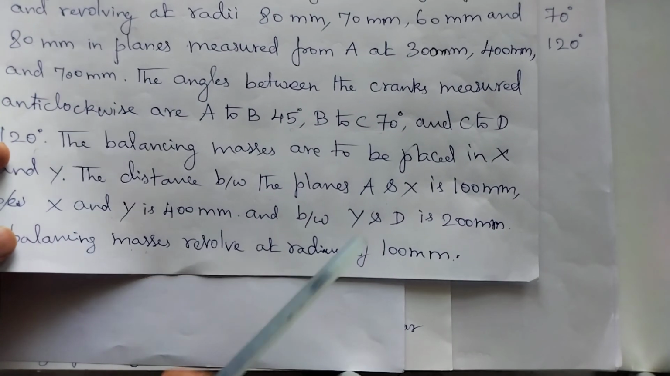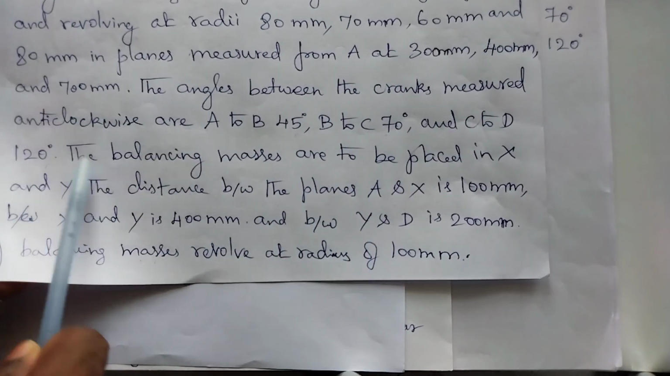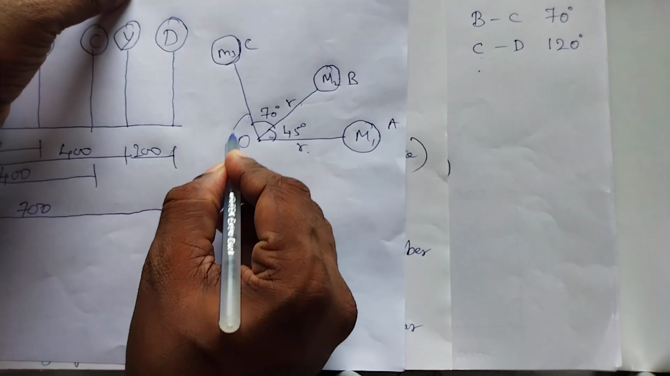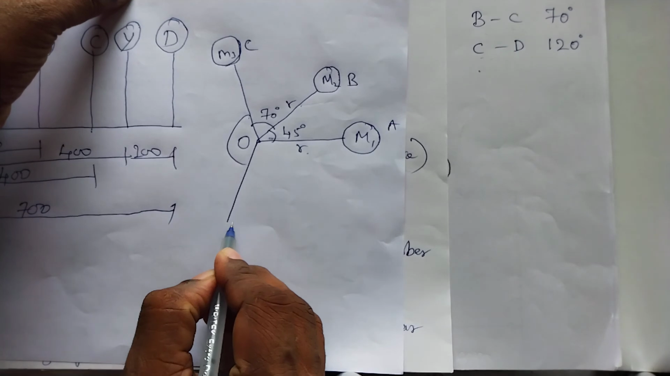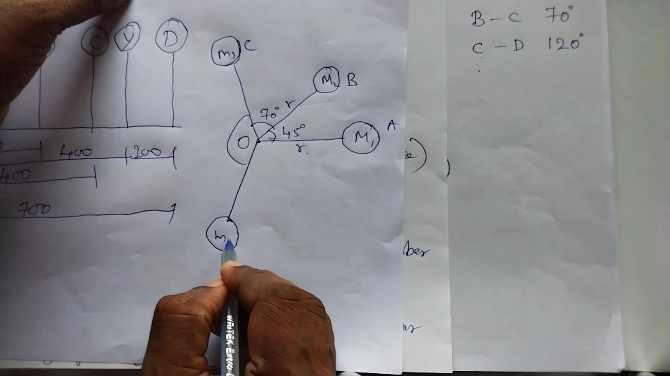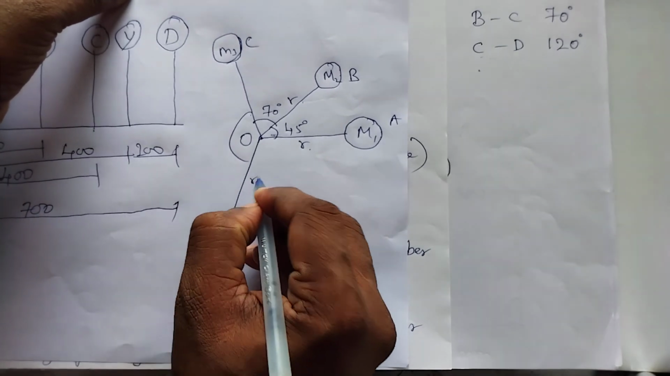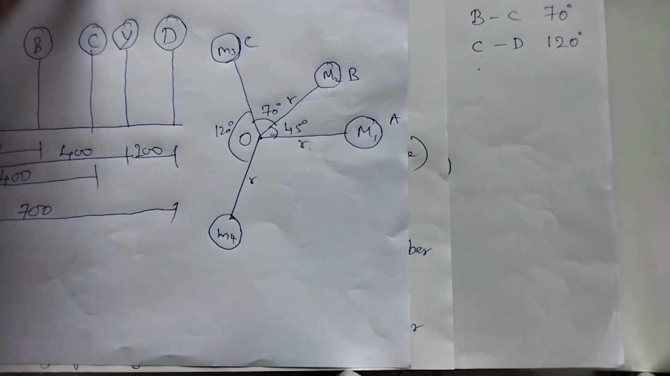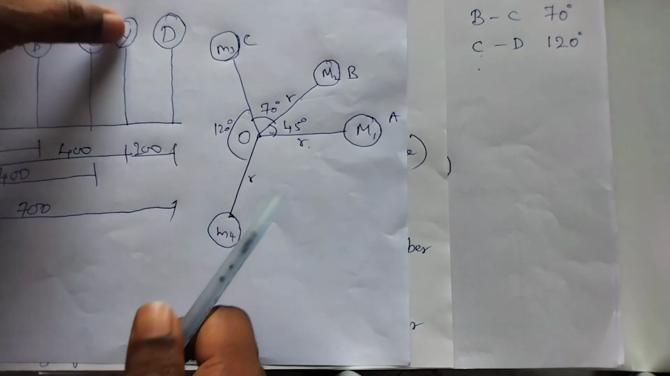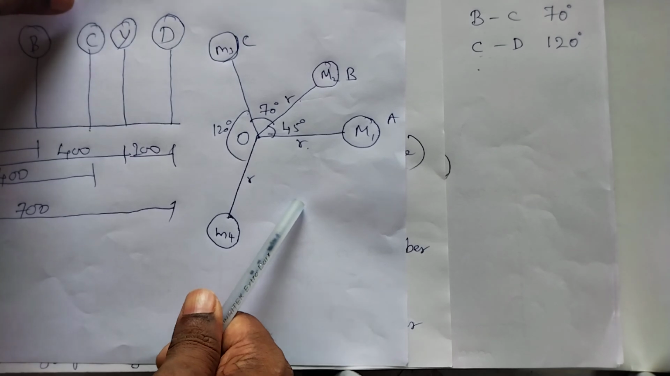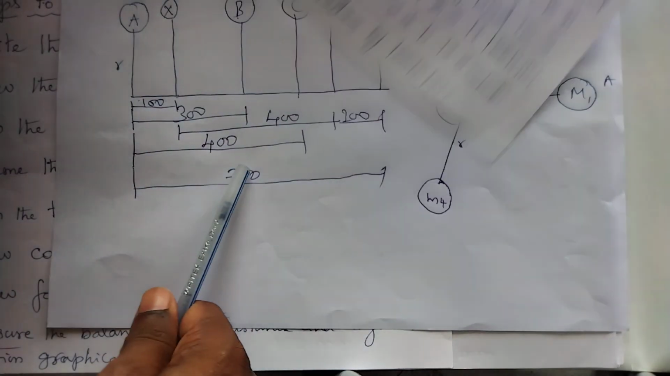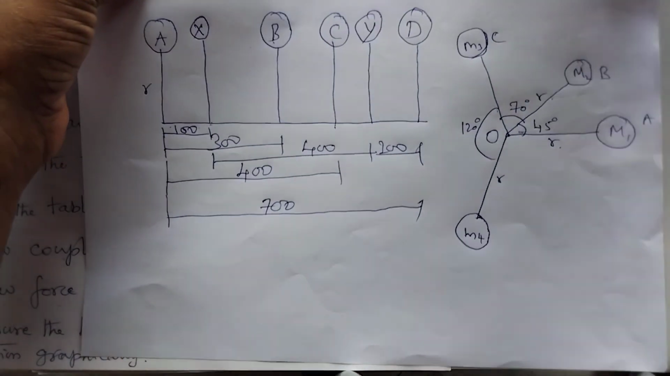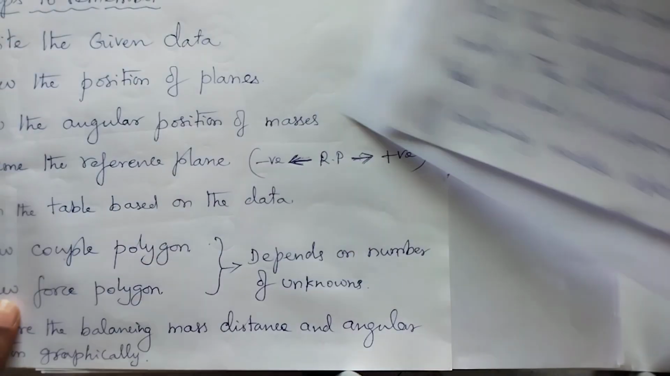Next, C to D, it is 120. So we have C here, and if we measure from here, the 120 will be somewhere here. So this is mass 4 and corresponding radius. This is 120 degree. So this is representation of masses in terms of angle and representation of masses in planes. Now, next step we will see.